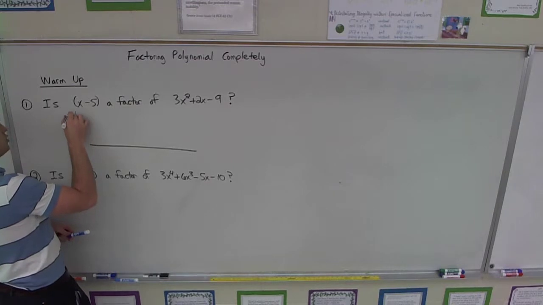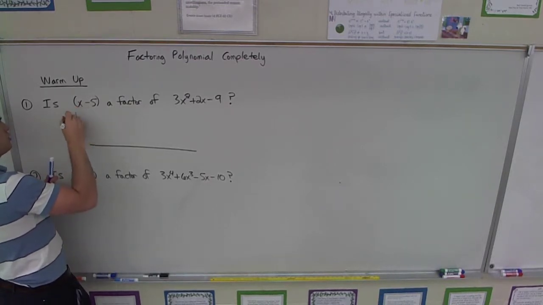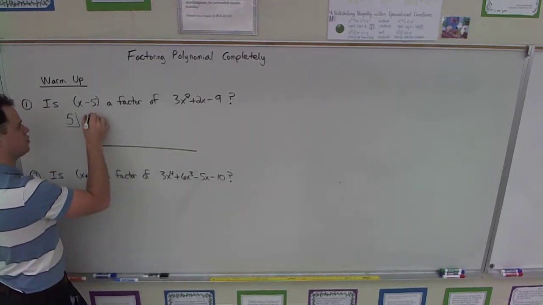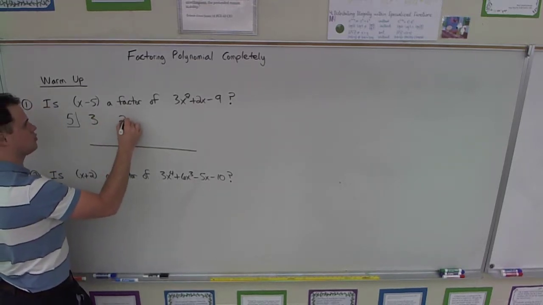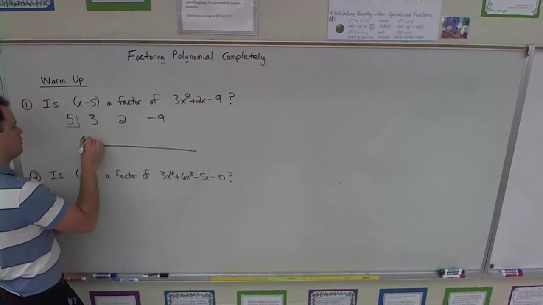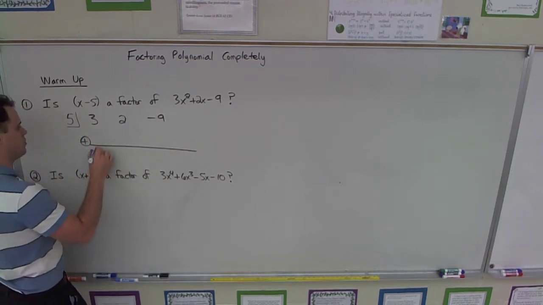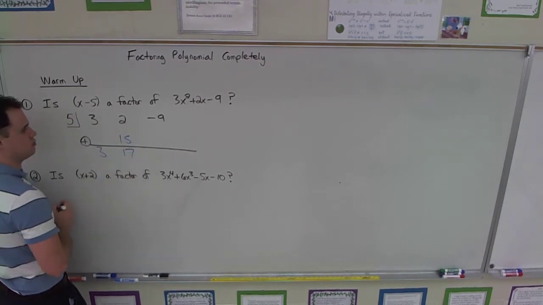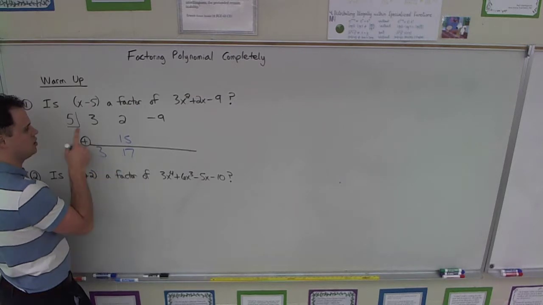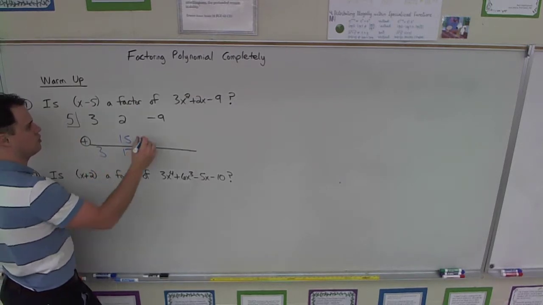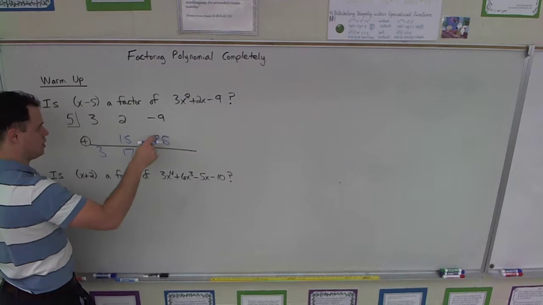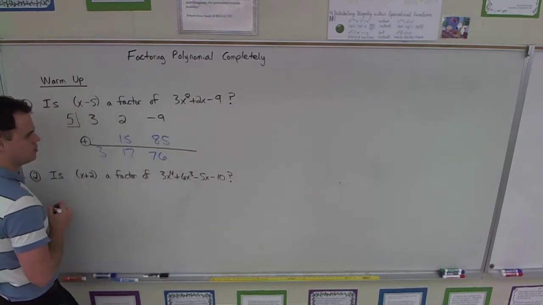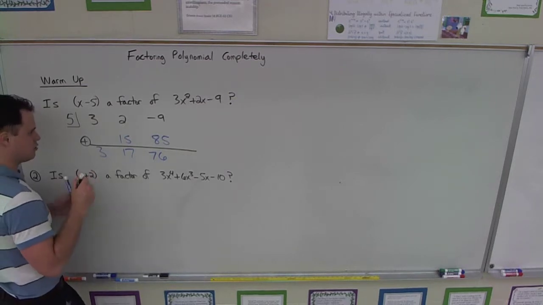So I want to put in the 0 that corresponds to the factor, which is 5, the opposite of x minus 5. And I want to pull off the coefficients of the polynomial I'm dividing into, like so. Of course, synthetic division always goes plus. So here we go. Drop 3, multiply, add, multiply. That's a little bit challenging. 5 times 10 is 50. 5 times 7 is 35. That's 85. And add, and you get 76, right?